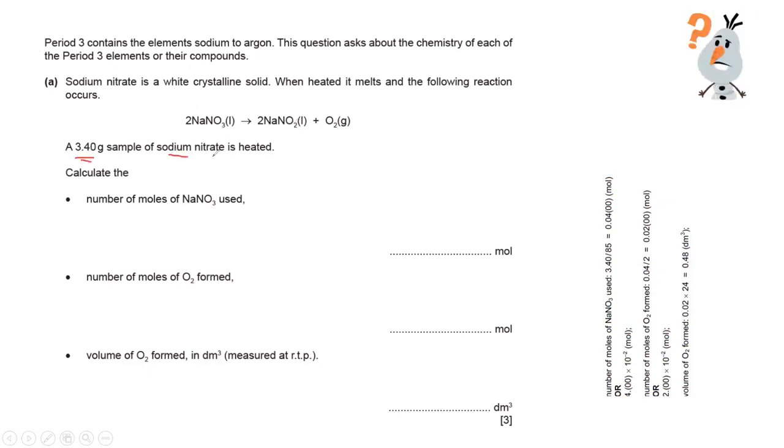3.40 grams of sodium nitrate is heated. Calculate the number of moles. So we have the mass in grams, we need the moles. So if we have the mass in grams and we need the moles, we'll use a formula. Moles equals mass in grams divided by the molar mass. So we have the mass in grams, which is 3.40, but we don't have the molar mass. So how to get the molar mass of sodium nitrate? You have to check a periodic table for this.